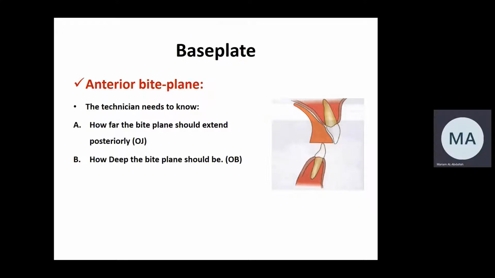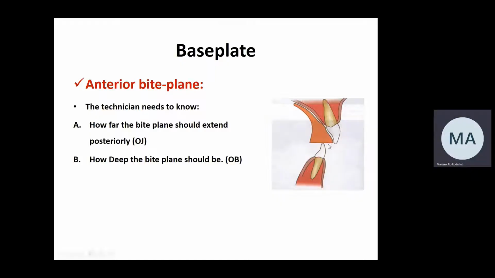What does the technician need to know? In order to build a proper anterior bite plane, we should inform the technician about the amount of overjet, because the amount of overjet will determine the length of the bite plane, how far it should extend posteriorly. The bigger the overjet, the longer the extension of the bite plane posteriorly to allow the lower incisors to bite on it. Also, the technician needs to know the amount of overbite.